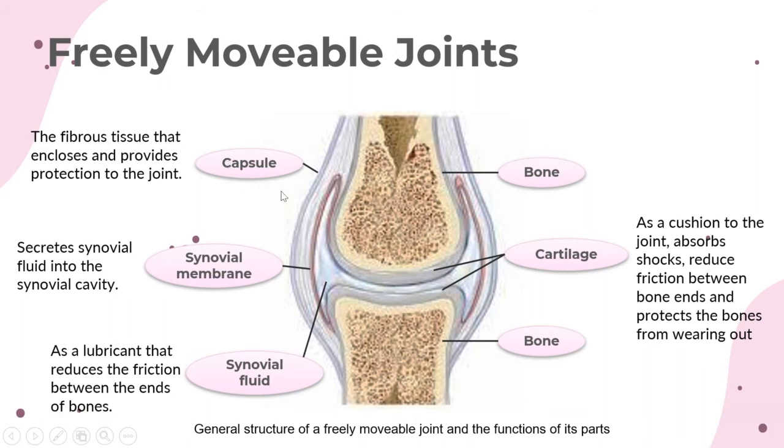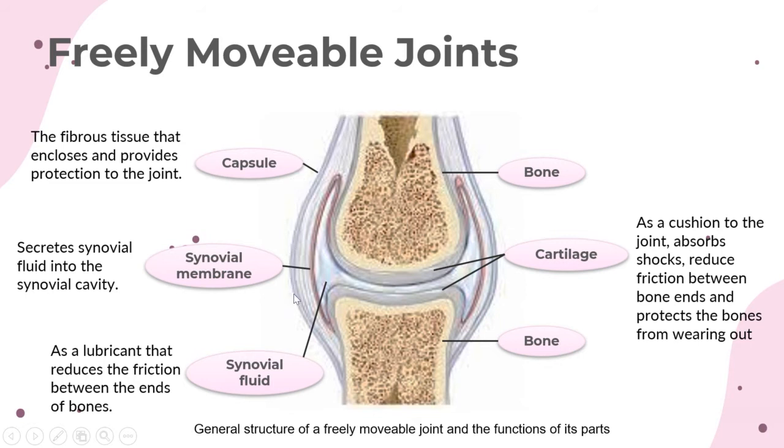Right. So this refers to the general structure of a freely movable joint and the function of its parts. You have to know the structure of a freely movable joint, and you have to know the function of each part of this joint. So the joint consists of, first we go to this one.